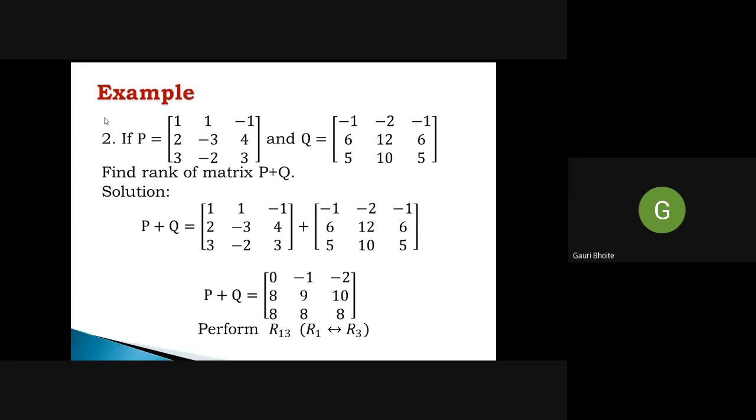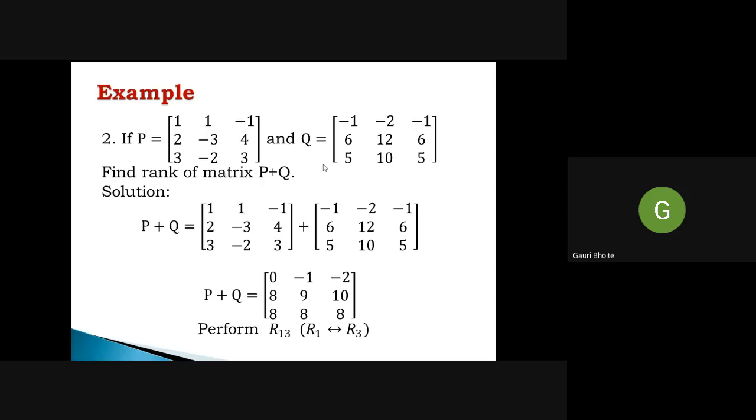P is given: first row 1, 1, minus 1; second row 2, minus 3, 4; third row 3, minus 2, 3. Q is a 3 by 3 matrix: minus 1, minus 2, minus 1; 6, 12, 6; 5, 10, 5. Find the rank of matrix P plus Q.